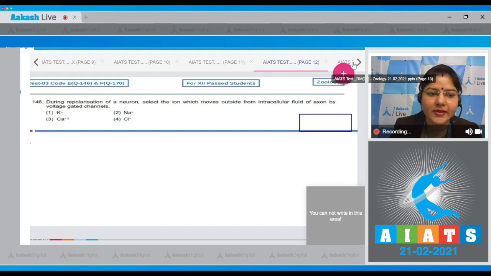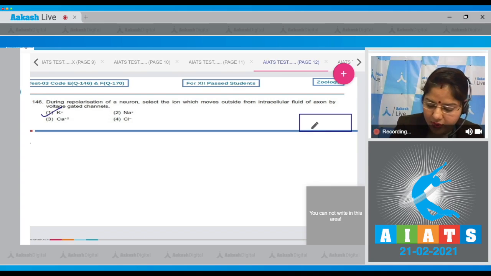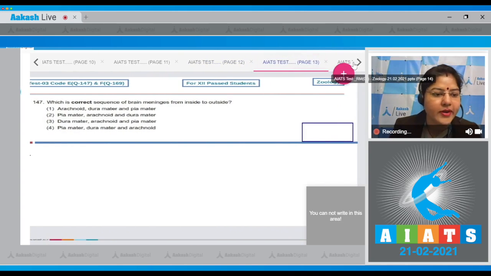Question number 146. During repolarization of a neuron, select the ion which moves outside from intracellular fluid of axon by voltage-gated channels. Repolarization is due to efflux of potassium ion. So the correct answer to this question is option number 1. Let's move on to the next question.